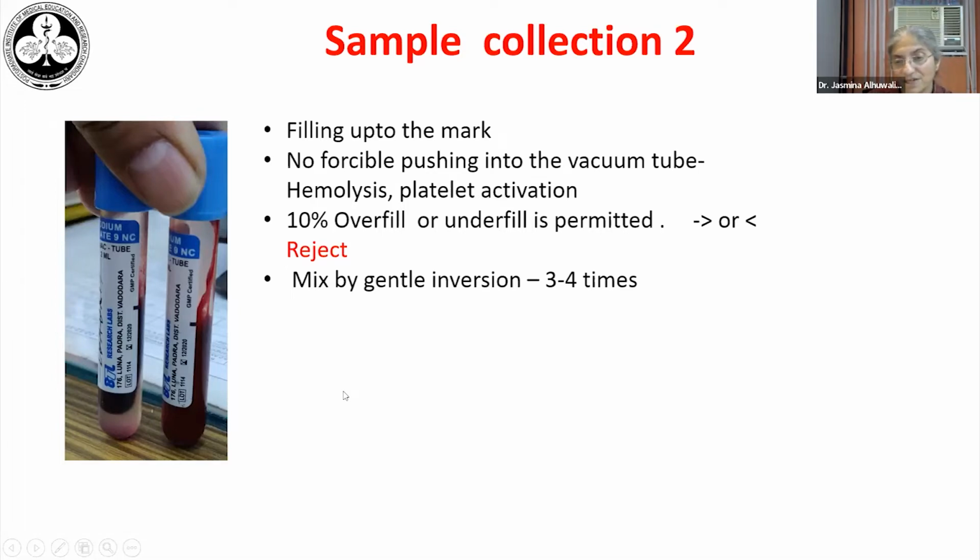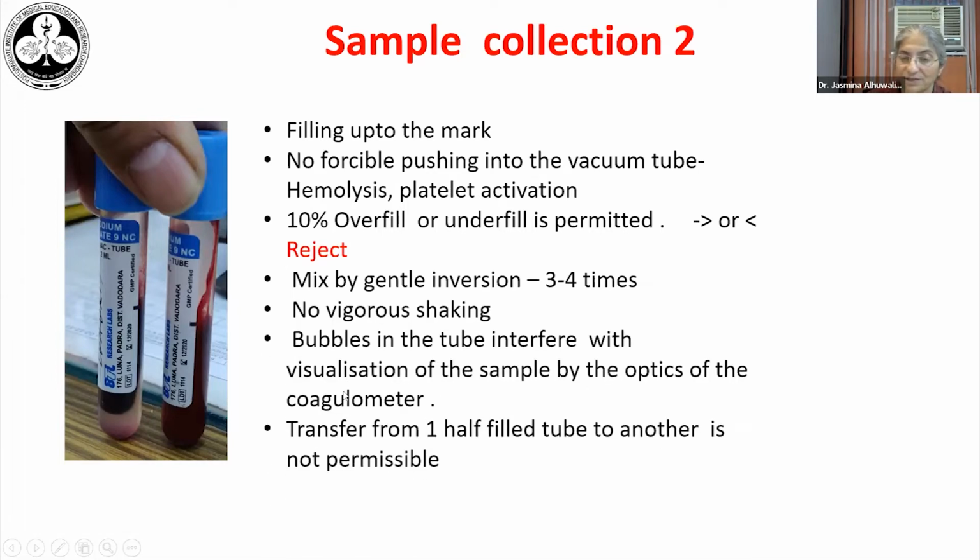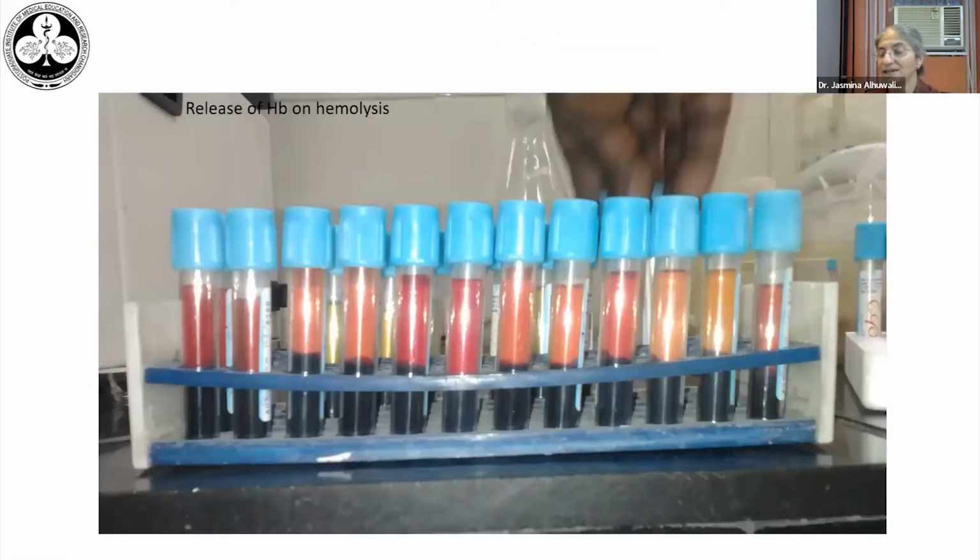The tube must be mixed by gentle inversion 3 to 4 times. There should be no vigorous shaking, because this leads to formation of bubbles, which may interfere with the visualization of the clot by the optics of our coagulometer machines. And if somehow the sample is not enough and we try to transfer one half-filled tube to another, that is not permissible, because that doubles the amount of anticoagulant present in the sample. So as you can see, one has to be very rigid in collection of samples for coagulation testing.